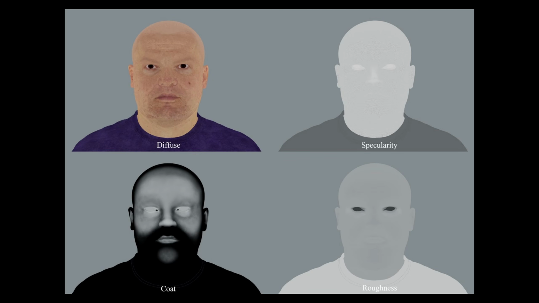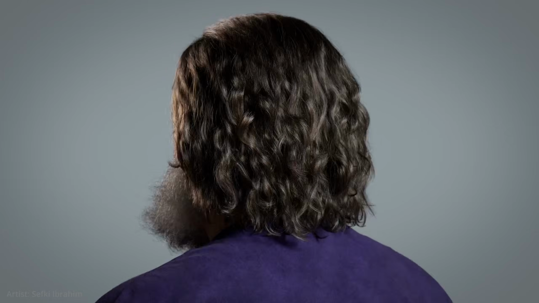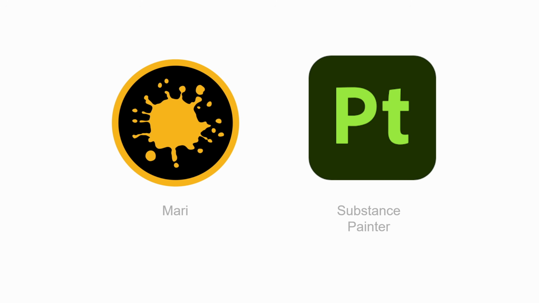And once you've combined the effect of all these textures, this is the result. Sefki is one of the top 3D character artists in the world, and his results are stunning. This is the result of executing on all those different stages of the 3D pipeline that we discussed and building towards a beautiful image. The top two software tools for texturing are Mari and Substance Painter.